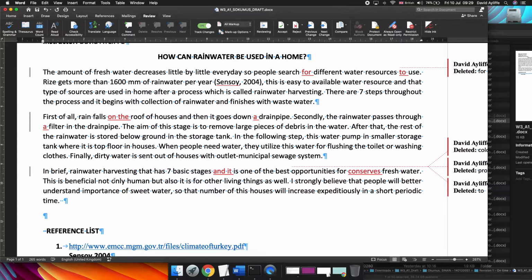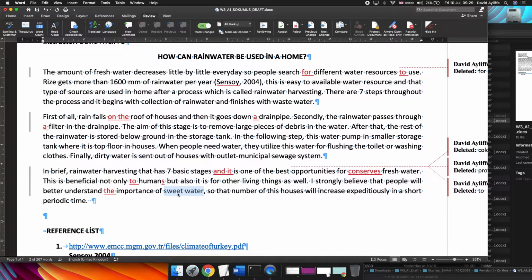This is beneficial not only to humans, but also for other living things as well. I strongly believe that people will better understand the importance of sweet water. Sweet water? I think I know what you mean, but it's not very clear.